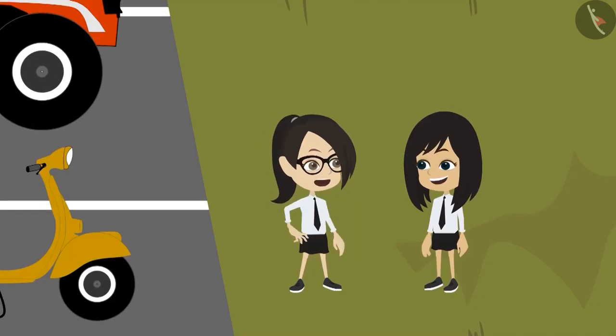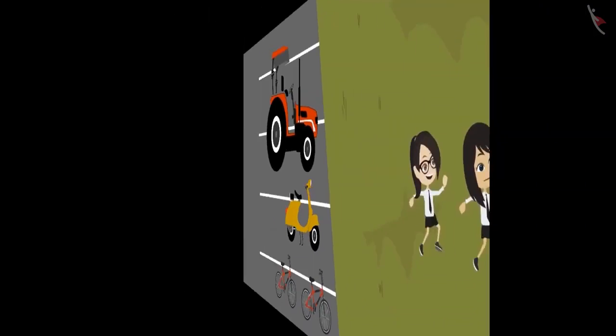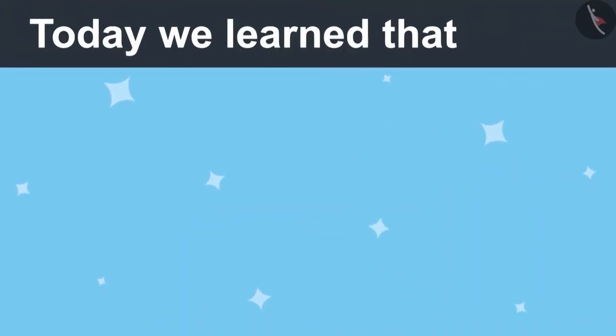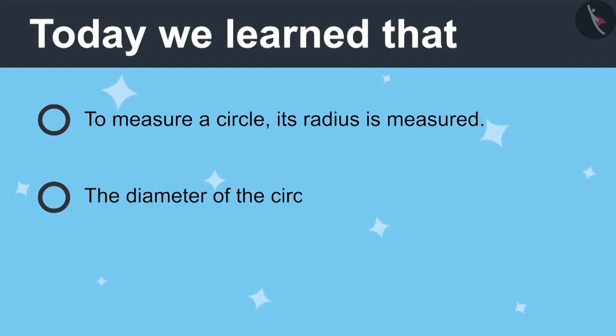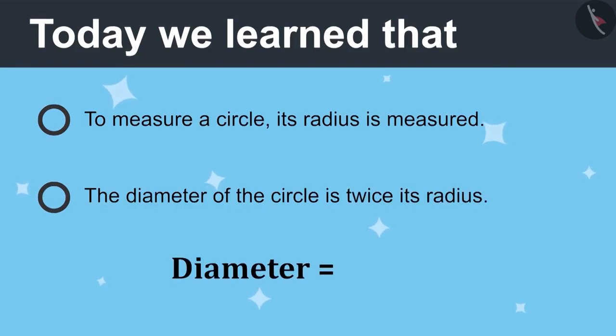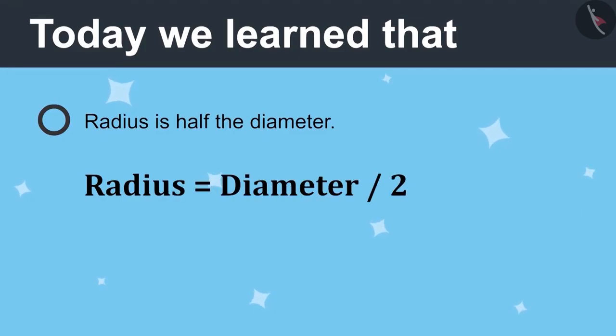We took the measurement of all the wheels and now let us tell Sir. Let's go. Today we learned to measure a circle; its radius is measured. The diameter of the circle is twice its radius. Diameter is equal to radius multiplied by 2. Radius is half the diameter. Radius is equal to diameter divided by 2.